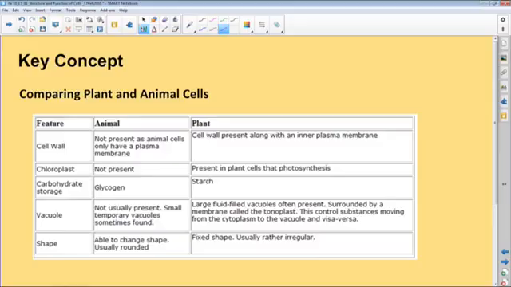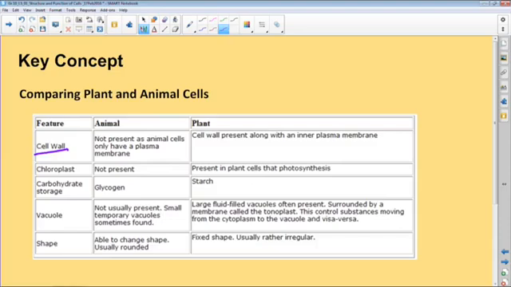Now here they haven't done the difference between plant and animal cells. What they've done is they've said the difference between them. So not the difference between them, but the difference in each specific organelle. If I have a look at it, the feature is the cell wall. What is the difference between the plant and animal cell? Then the chloroplast, then the carbohydrate storage, vacuole, and the shape of it.